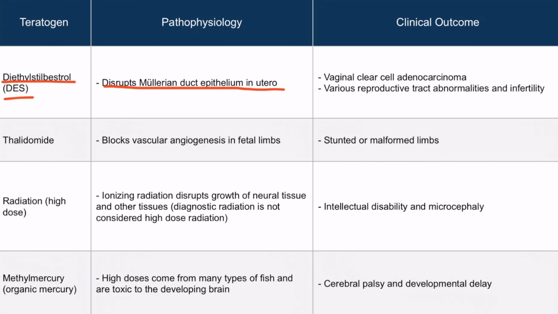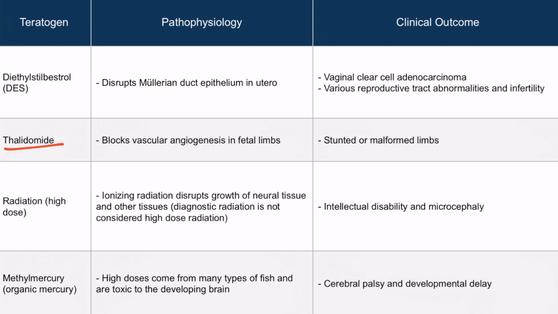What you need to know now is that the Müllerian duct gives rise to many female reproductive structures, so it can cause problems to female reproductive anatomy. For example, it can lead to vaginal clear cell adenocarcinoma. And this DES exposure can cause various reproductive tract abnormalities, including infertility.